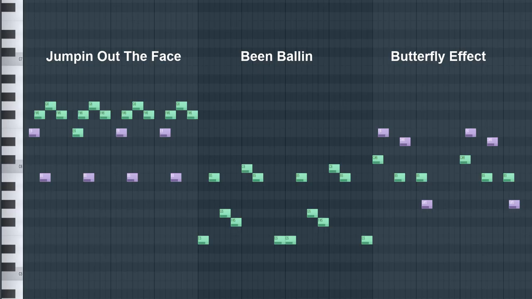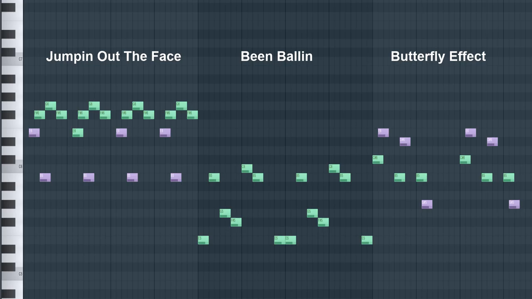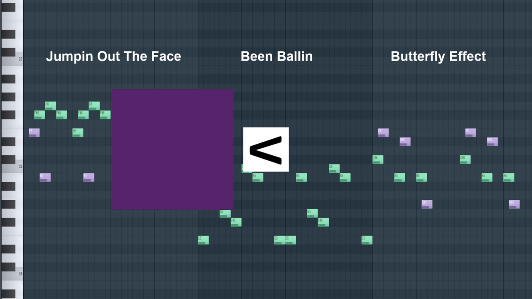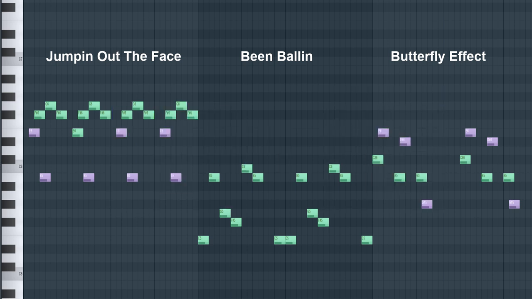There's no clear way to start your beat, as Jumping Out the Face starts with a purple note and the other 2 start with a green note, but usually you'll want to start with a green note. And there's also no clear rule on how many purple or green notes you should add, but I do know one thing. It looks like purple notes come way less often than green notes. The pattern of Bean Ballin' doesn't even have any.